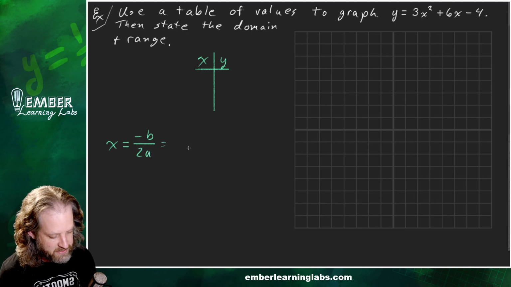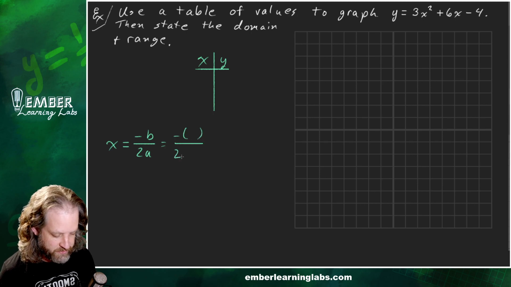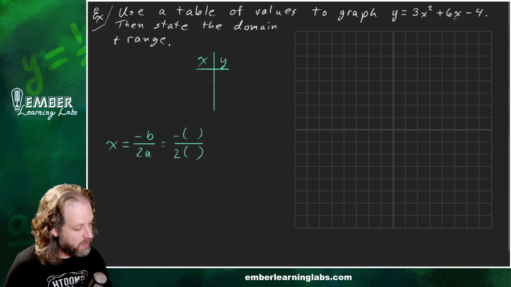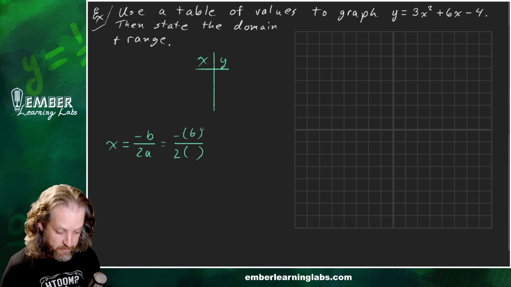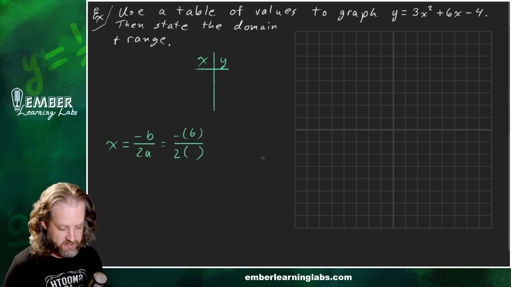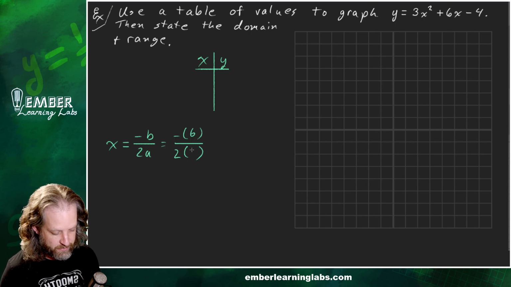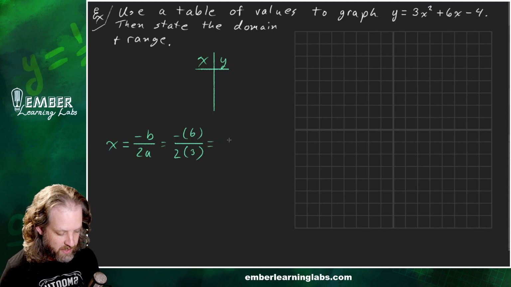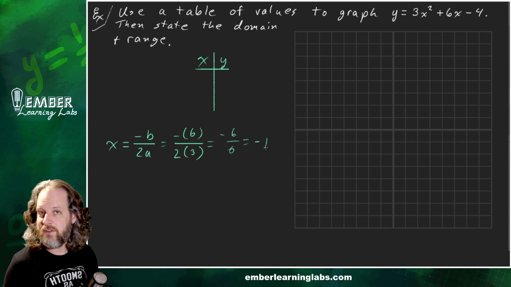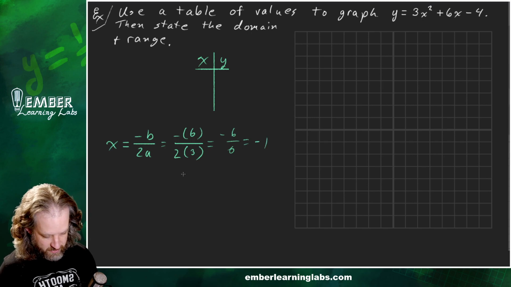So in this case, the opposite of b, open parentheses, where the letters are, just like we've always done with substitution stuff. b is the number in front of the x term, just the number, right? Not the x, but just the number, that coefficient of the x term. The a is that one right there, so we're going to put a 3 in here. Now we can just simplify this on down. Negative 6 over 6, so negative 1. So the middle of our graph is at negative 1, right?